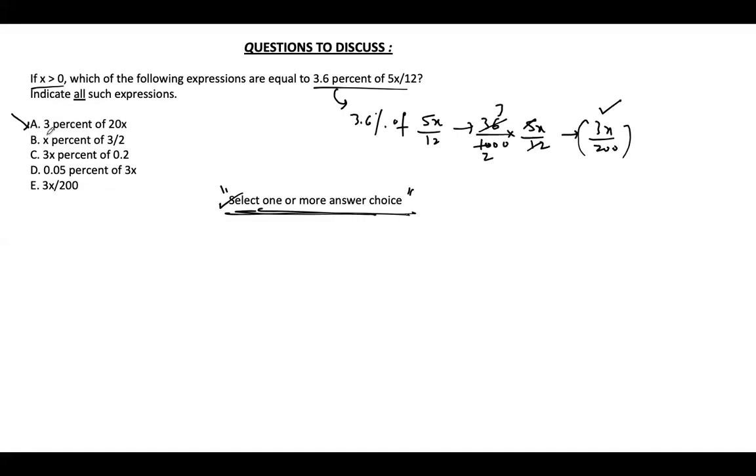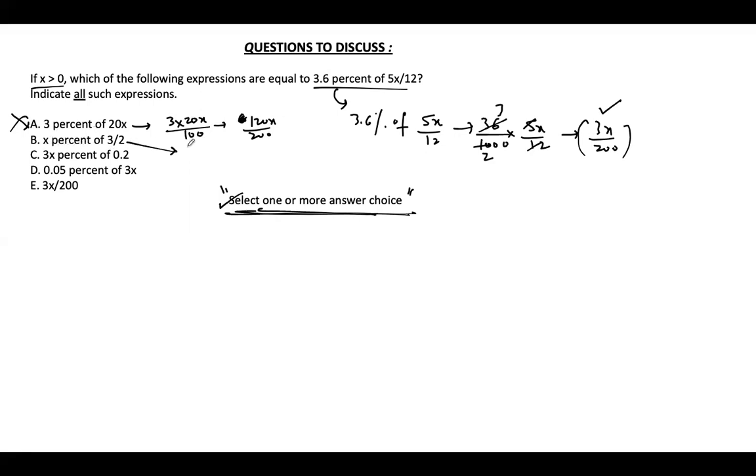So 3% of 2x by 100 would be 3 into 20x upon 100, 60x by 100, which is 3 by 5, 60x by 100, which is 120x by 200. 3x by 200, 120x by 200. Not same, right? These are not same.